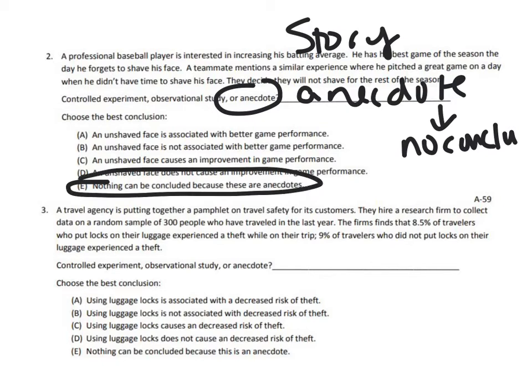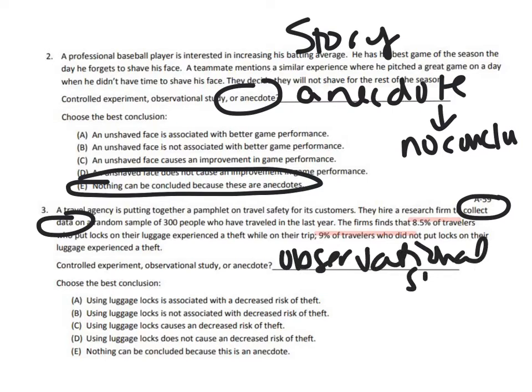And then 3, a travel agency is putting together a pamphlet on travel safety for its customers. They hire a research firm to collect data on a random sample of 300 people who have traveled in the last year. The firm finds that 8.5% of travelers who put locks on their luggage experienced theft on their trip. 9% who did not put locks on their luggage experienced theft. So they want to know if that's a controlled experiment or an observational study. Because they only collected data, this is an observational study. With an observational study, the only thing you could say is an association.